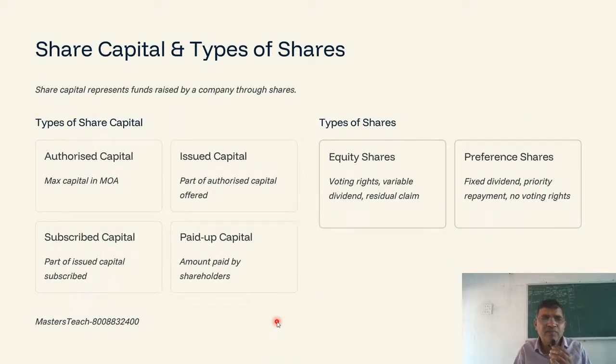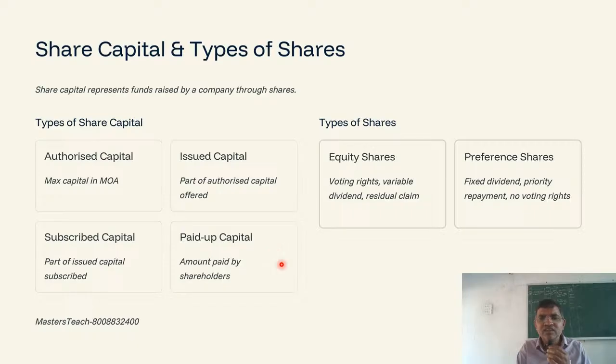And share capital and types of shares. The share capital represents the funds raised by the company through shares. Types of share capital: one is authorized capital, which is mentioned in the memorandum of association. That is the maximum capital. And issued capital, the part of authorized capital which is issued. Then subscribed capital, when the shares are subscribed by the people, that is part of issued capital. Paid up capital is the amount paid by the shareholders or collected by the company.